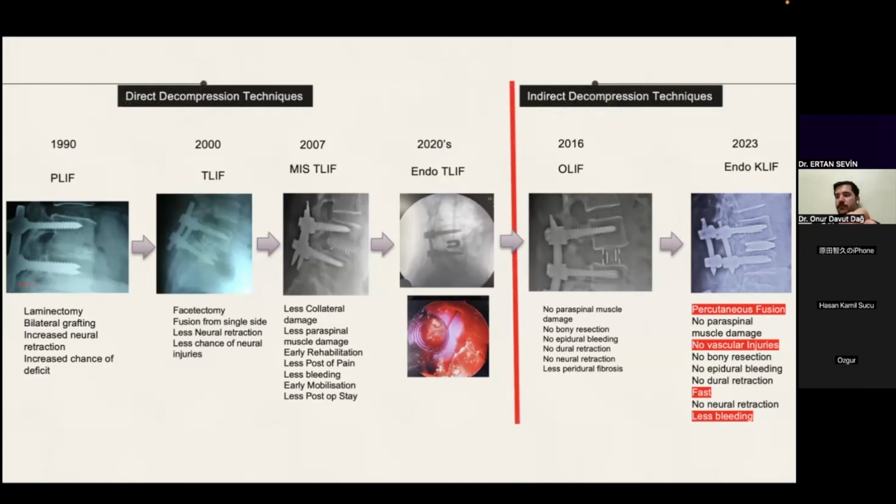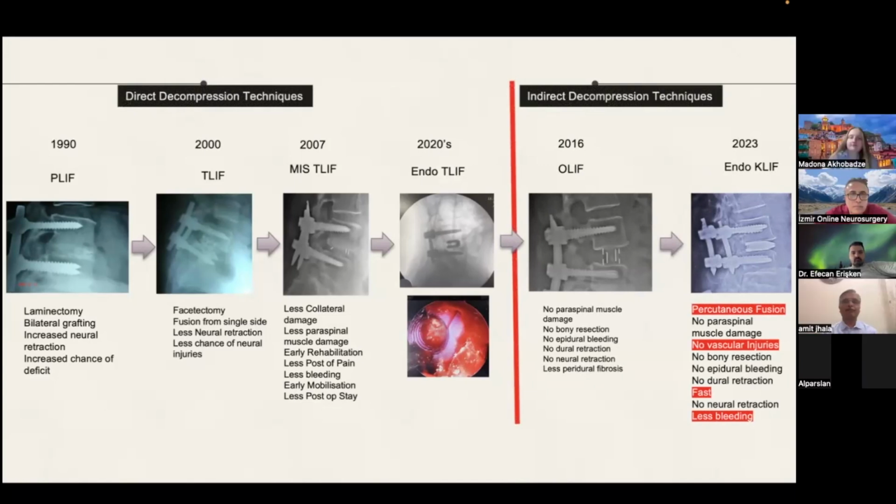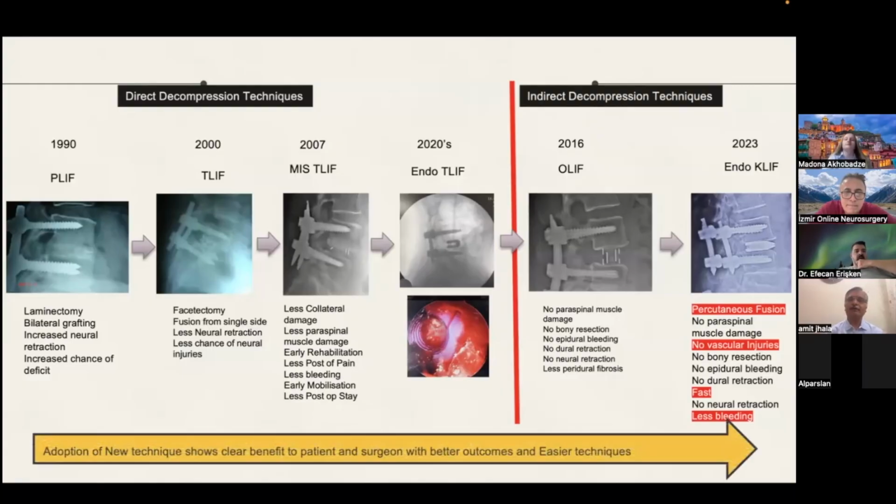More or less, if you see these two techniques, from PLIF to endo-TLIF or an OLIF to endo-CaLIF, there is also a difference in whether to go for a direct decompression or an indirect decompression. So even there is a philosophical change in when to use indirect decompression and when to use direct decompression. So there is a wide array of difference in different types of techniques.